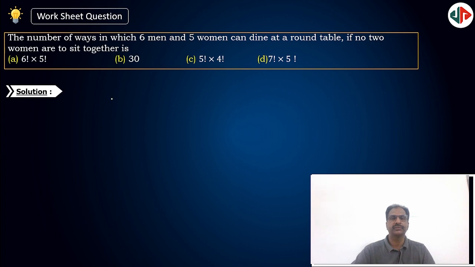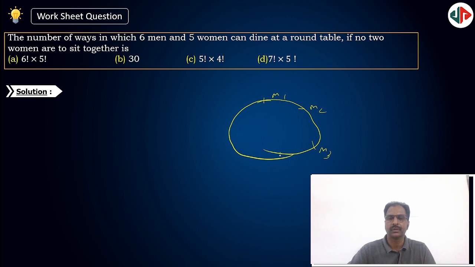Next, the number of ways in which 6 men and 5 women can dine at a round table if no two women sit together. Since the condition is on women, first we have to arrange men. 6 men are there. So arrange the 6 men around the round table in how many ways? 5 factorial ways, because the number of circular permutations formula for n things is (n minus 1) factorial. So first arrange 6 men in 5 factorial ways.